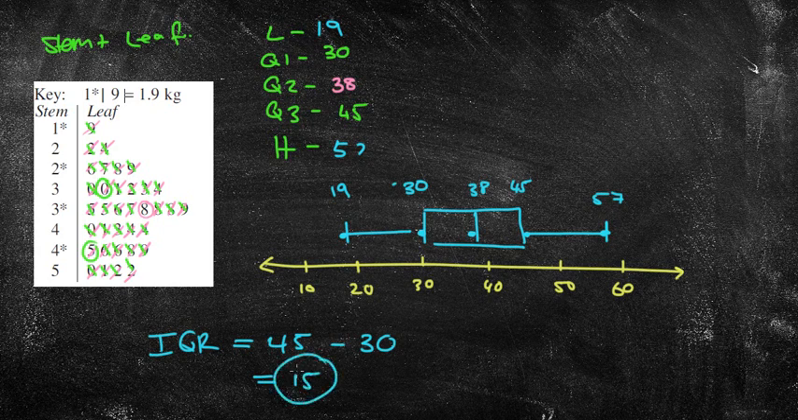Alrighty folks, I hope this made a bit of sense. That's how you draw a box plot via a 5-point summary.